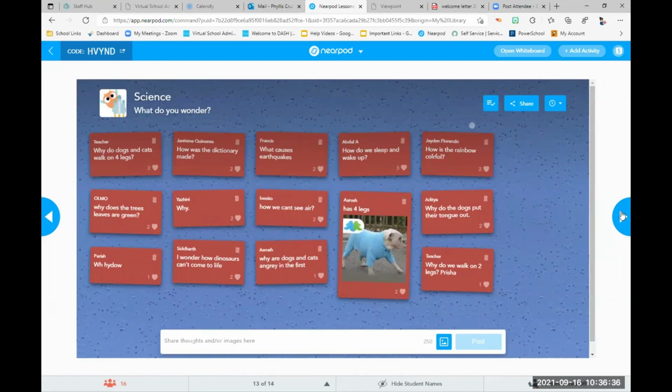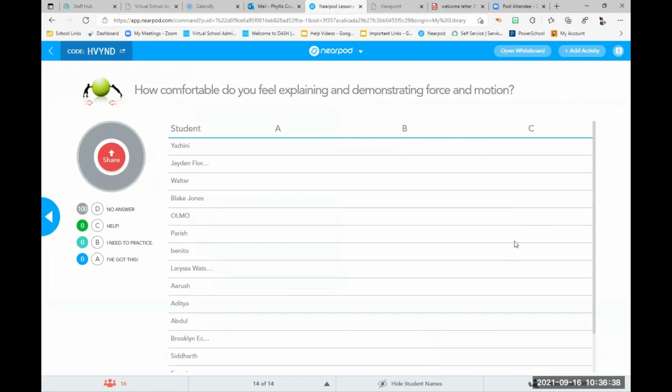We're going to get going because you guys have been on a long time. How comfortable do you feel about explaining and demonstrating force and motion? A: I've got this. No problem at all. I know about pushing and pulling. I know how to demonstrate it. Are we almost finished? Yes, yes, yes. This is it.